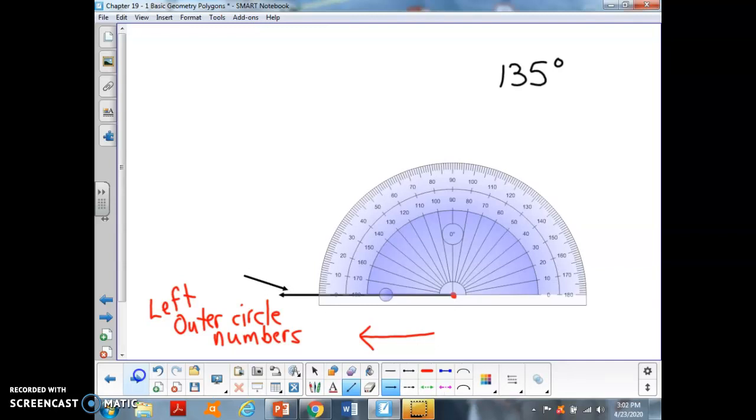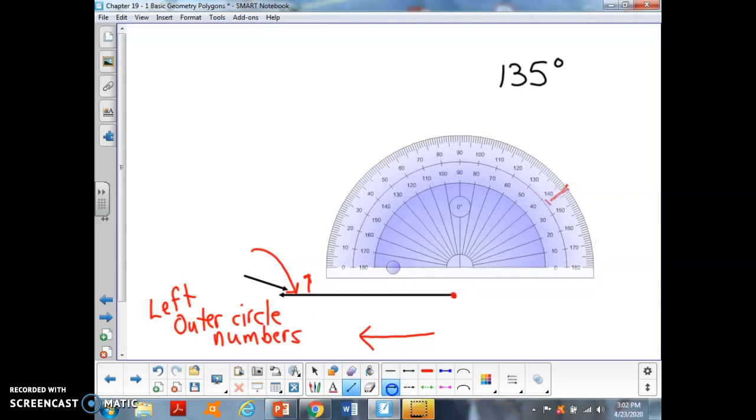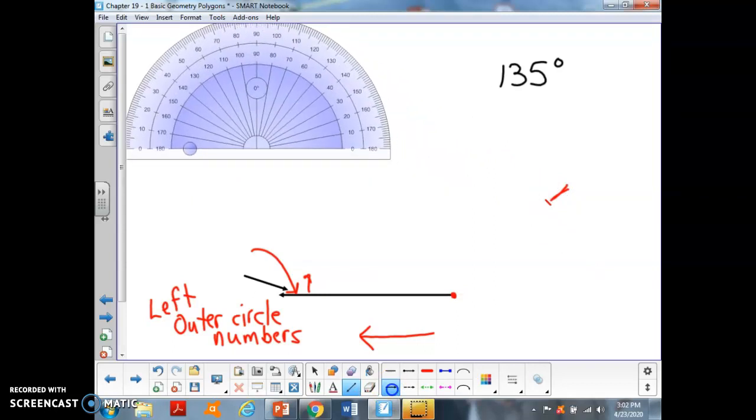Oops. I got to get my other thing a minute. This ray right there is going right through my 0, 180 on the bottom. I've got to find 135 using the outside. So I'm going to start on the outside numbers because I went to the left. Find 130. Halfway between 130 and 140 is right there. So make a little mark. Do the outside. Switch with my markers so that I can get it nicely. Move my protractor out of the way. Now go right through there.